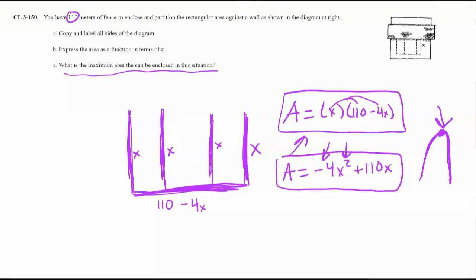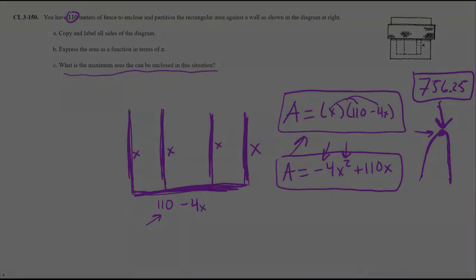And once you throw this into a graphing calculator, let's actually see what we get. If I plug this into a graphing calculator, sorry, you can't see this, but when we find this value up here, it looks like the total area of the highest point would be 756.25. So really you're just looking for the greatest y value here. And so our final answer here should be 756.25 is the largest area we could create with 110 meters of fence.